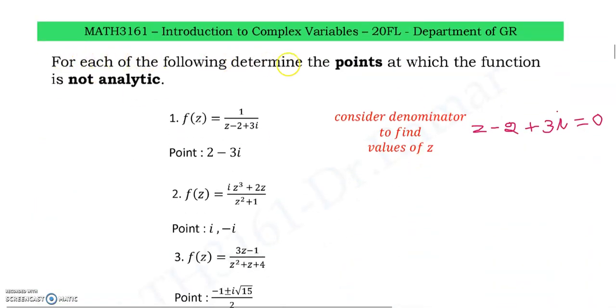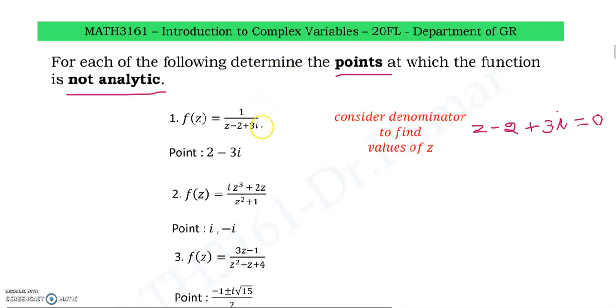here, for each of the following determine the points at which the function is not analytic. Okay, for example, you see this function is a complex valued function, that is f of z is equal to 1 divided by z minus 2 plus 3i. Here the question is at which point the function is not analytic.